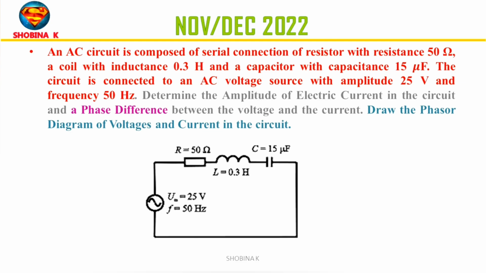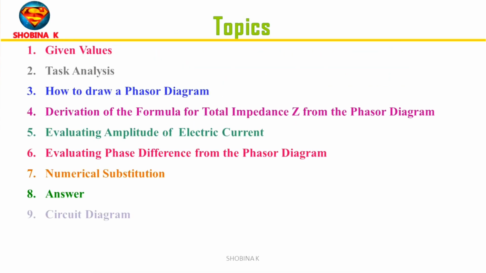And draw the phasor diagram of voltages and current in the circuit. Now let's see how to solve this problem. First write the given data, secondly analyze the tasks to be accomplished, and then draw the phasor diagram. Next we will derive the formula for total impedance from the phasor diagram and then evaluate the amplitude of electric current. Next we will evaluate the phase difference from the phasor diagram. After that, the numerical substitution in the formula, and finally calculate the result and draw the circuit diagram.